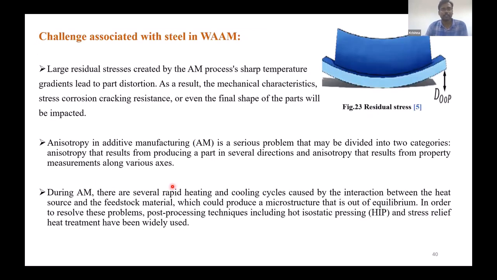And what are the challenges that we are facing? That is the anisotropy, as I discussed, from the bottom to the top. We are also working on cooling cycles and rapid heating cycles. After depositing one layer, if we do some rapid cooling, or some isostatic pressing, or rolling, or some other metal squeezing technique, then we have to see how the microstructure changes. We are working on these things to control the anisotropic properties generated in these deposits.